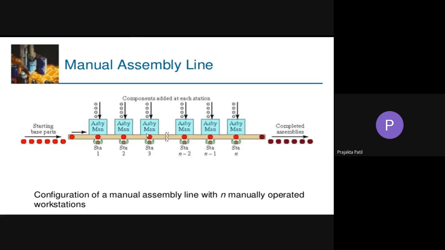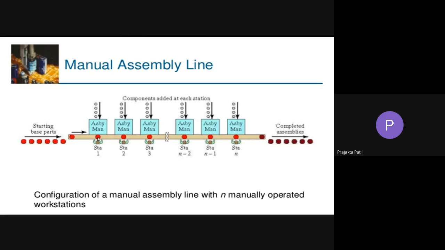The common practice is to launch the base part onto the beginning of the line at regular intervals. Each base part then travels through the successive stations, and the worker adds the components that progressively build the part. A mechanized material transport system is typically used to move the base parts along the line as they are gradually transformed into the final product. What you see here is the work part transport system, which is mechanized. The worker stands in position, the work part comes in front of them, they perform the task, and the work part moves to the next station.